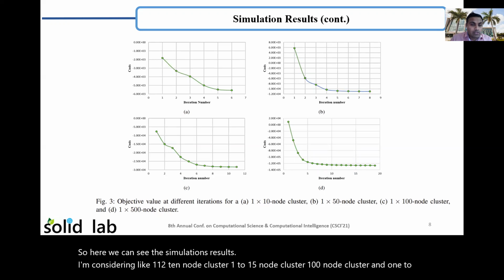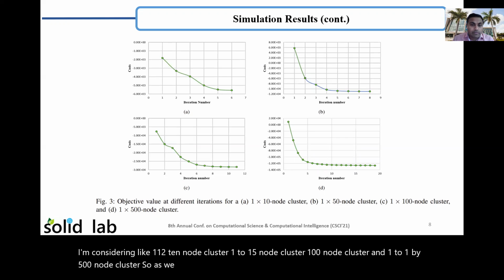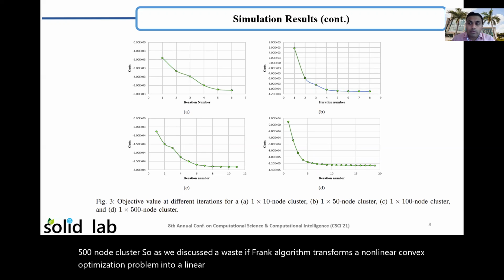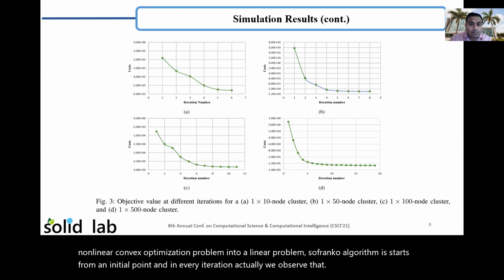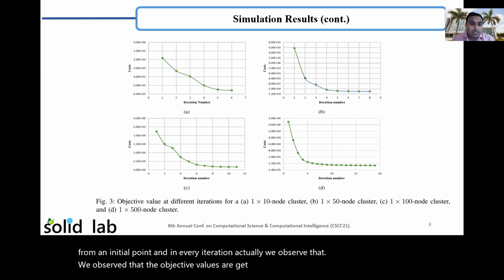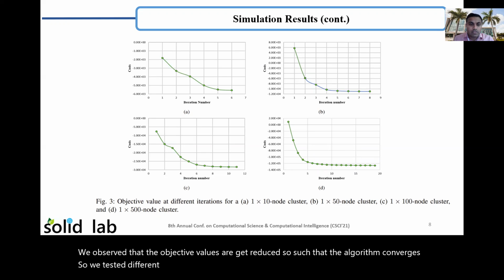As we discussed, the Frank-Wolfe algorithm transforms a nonlinear convex optimization problem into a linear problem. The Frank-Wolfe algorithm starts from an initial point, and in every iteration we observe that the objective values get reduced, such that the algorithm converges. We tested different network sizes to observe their convergence behavior. We noticed that as network size increases, it takes more iteration rounds to reach convergence.